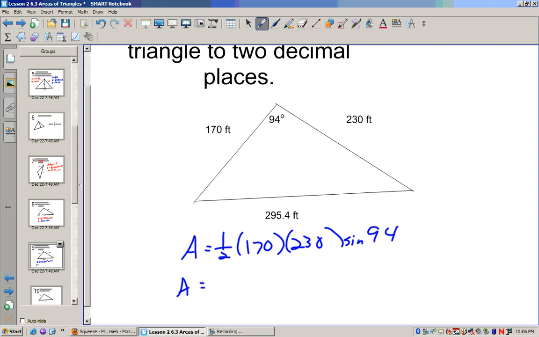So that is 0.5. That gives us 19,502.38 feet squared. Notice how this number gets big really quickly because we're multiplying two of these numbers together. So as these numbers get larger, the area gets larger much quicker.